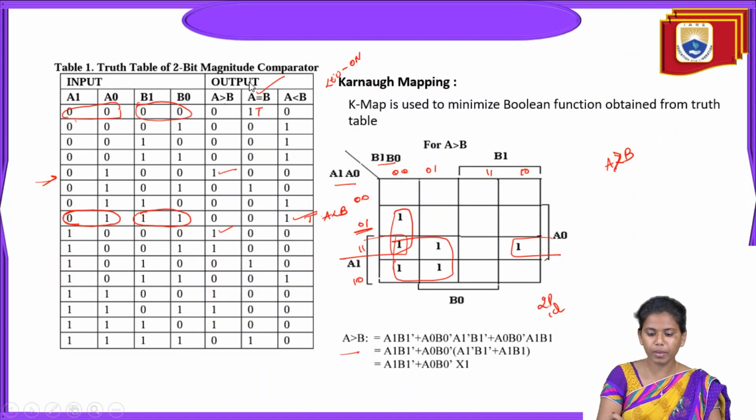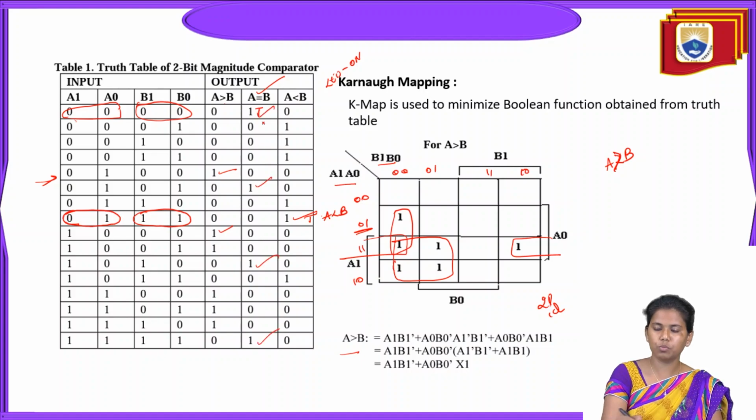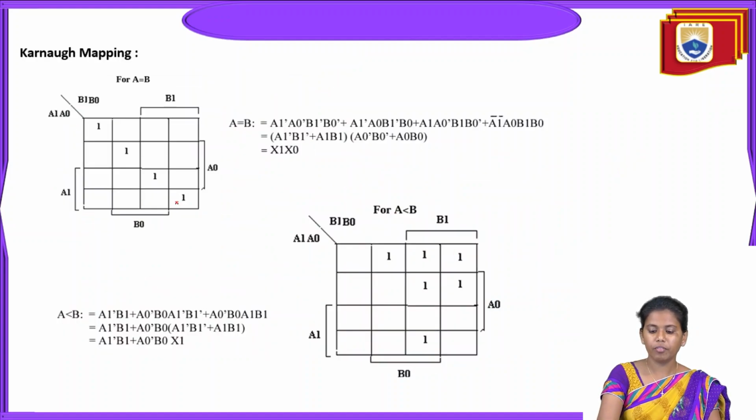So for A equals to B, this is how you have to consider all ones: 1, 1, 1 and as well as 1. Likewise, we get the Boolean expression as A equals to B, X1, X0. And similarly for A less than B.